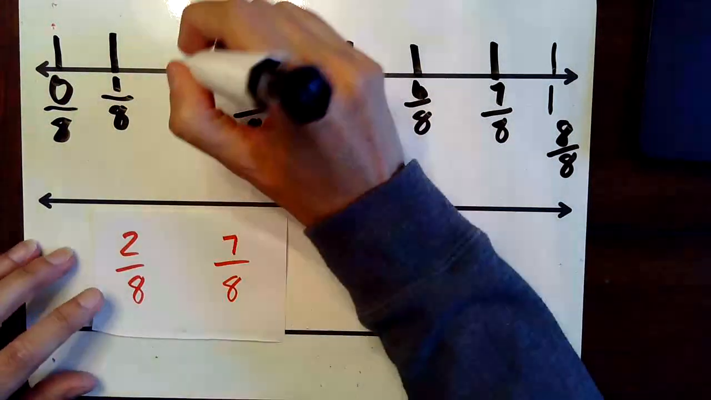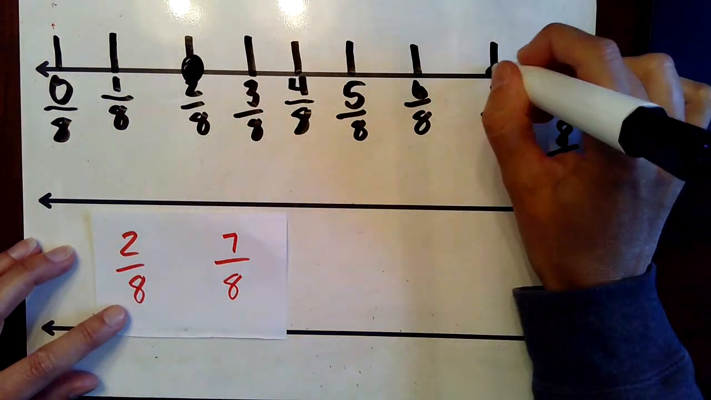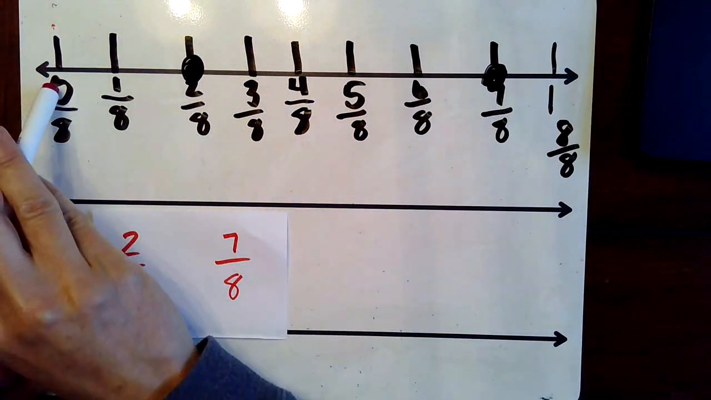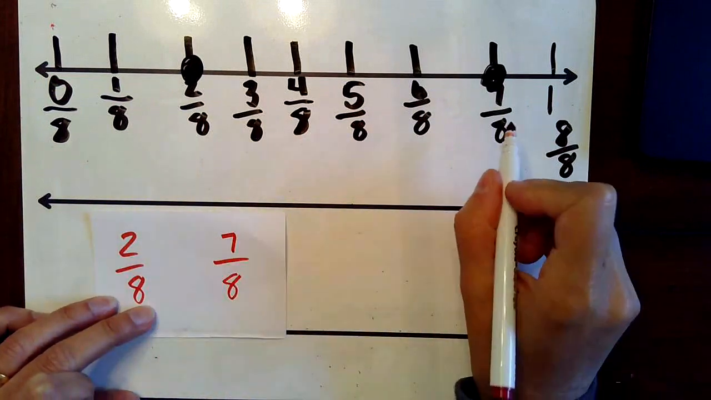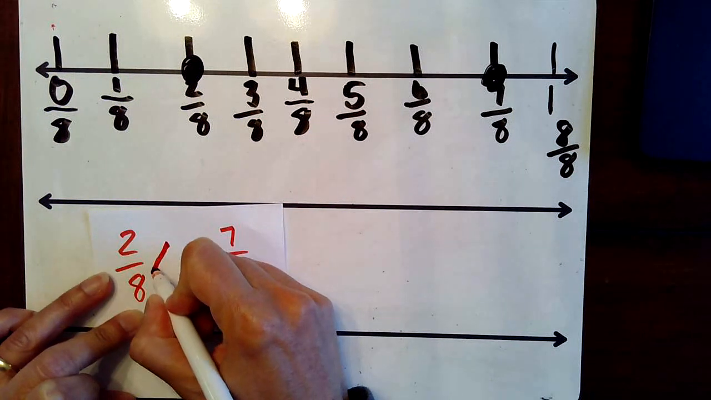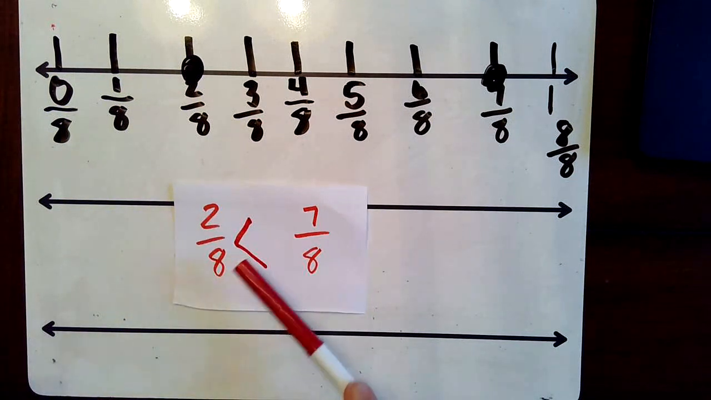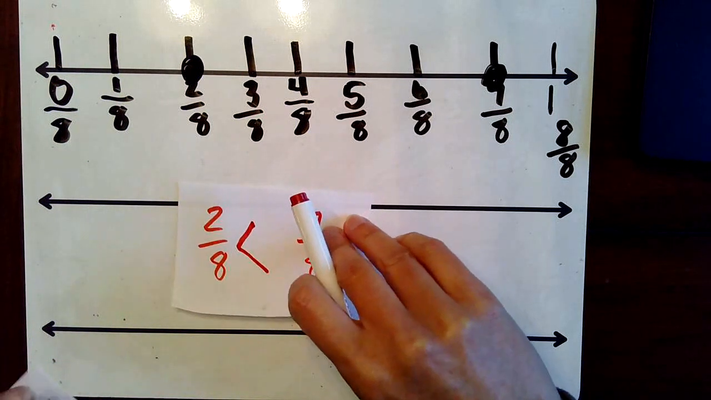So I'm going to put a dot at 2/8, and I'm going to put a dot at 7/8, and we can easily tell that starting from 0, 7/8 is definitely greater than 2/8. 2/8 is less than 7/8. So I hope that's the sign that you put in there. Now let's move on to our next one.